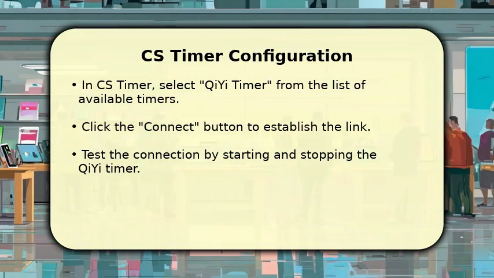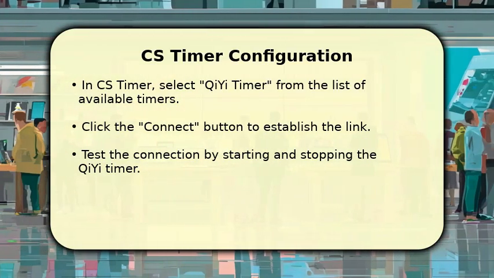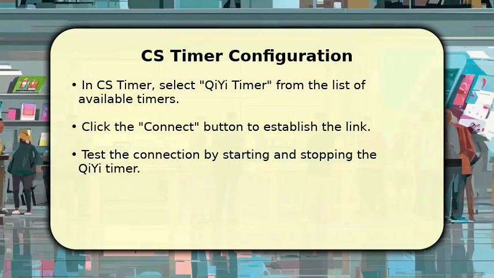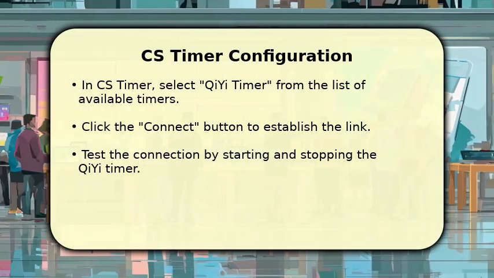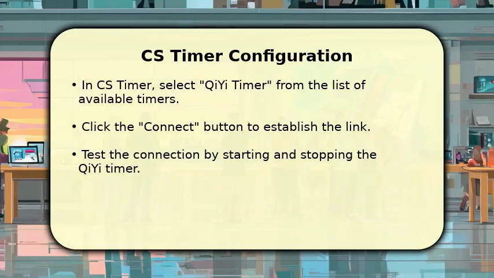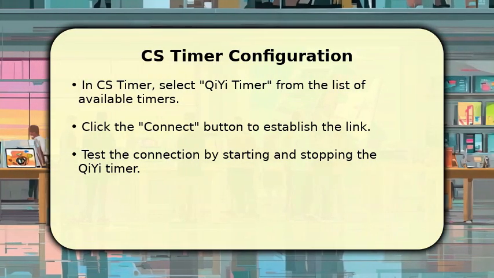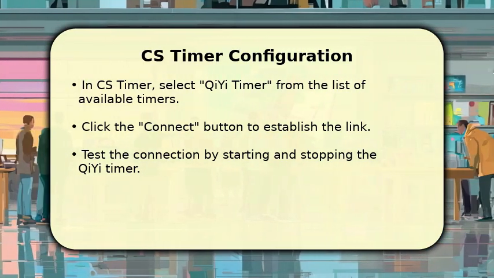To confirm the connection, simply start and stop your QiYi timer. The time should instantly appear on the CSTimer interface. This confirms a successful setup and allows you to begin timing.